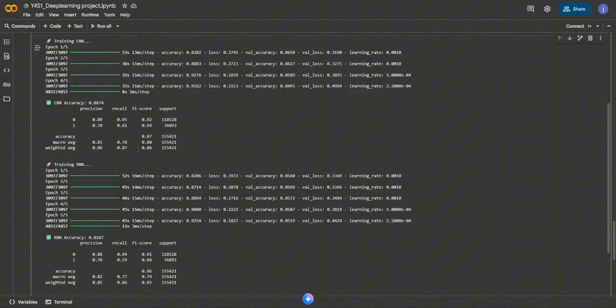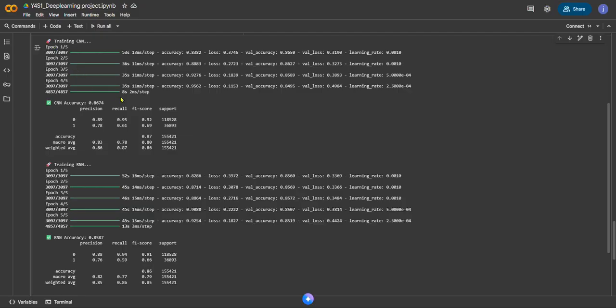Clean data made a massive difference. Tokenization, padding, and lowercasing might sound basic, but without them the models simply wouldn't converge properly. I also learned that no single model is perfect. Each has trade-offs between accuracy, speed, and interpretability.